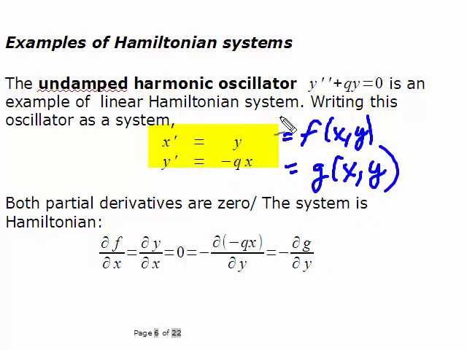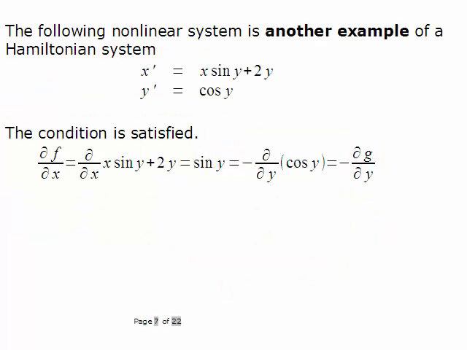Now if I take the partial derivatives, the partial of f with respect to x is 0. And if I take the negative of the partial of g with respect to y, it's also 0. They're equal, therefore it's Hamiltonian. Here's another nonlinear system that is Hamiltonian. It doesn't look like that harmonic oscillator at all. So here is the function f, and here's the function g.